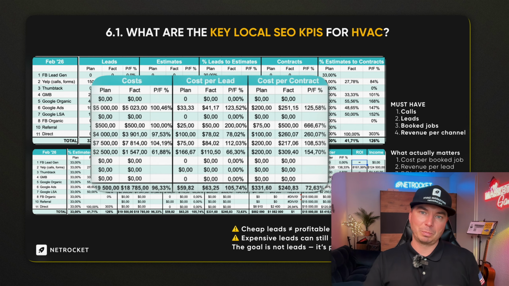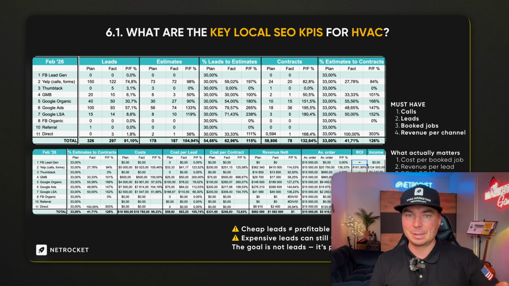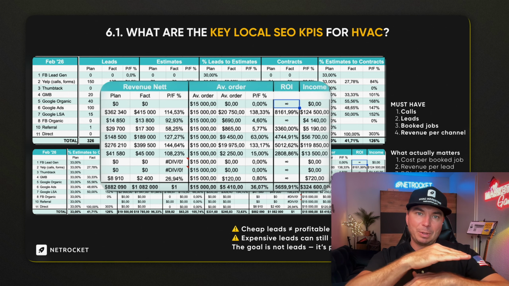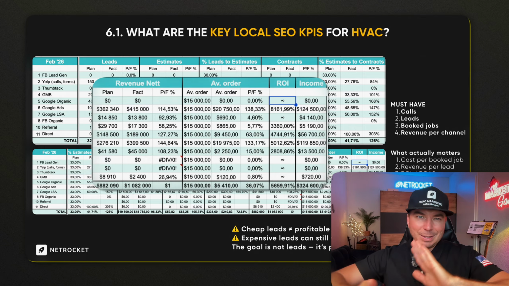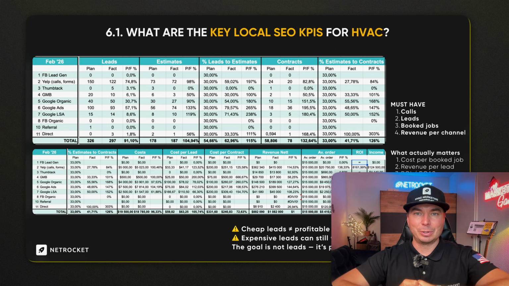What is the cost per booked job, per booked estimate, per booked appointment, everything. And then we need to understand what is the revenue from this channel, from those leads, and the average order and the income. And this is where we get the ROI, the return on investment.